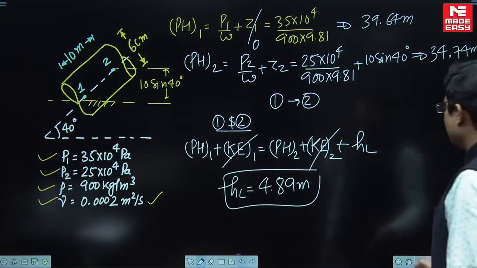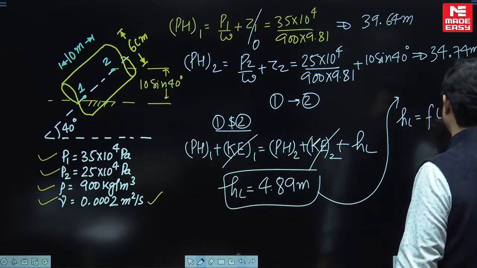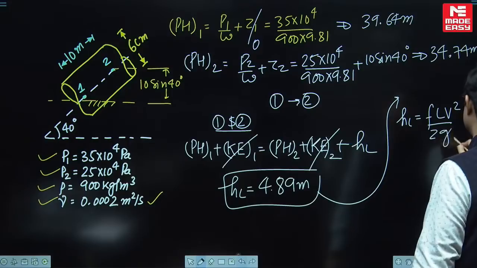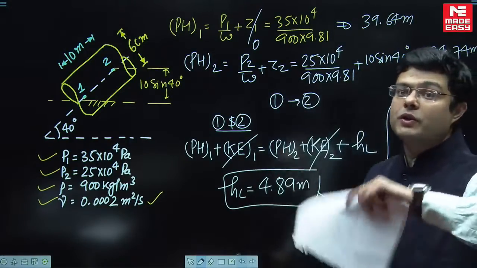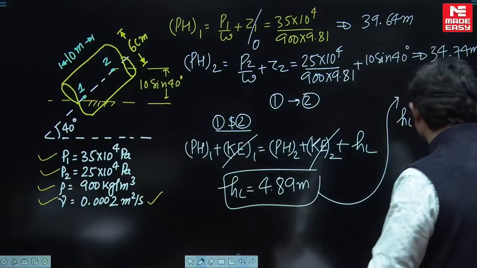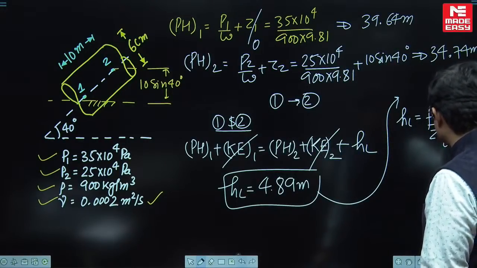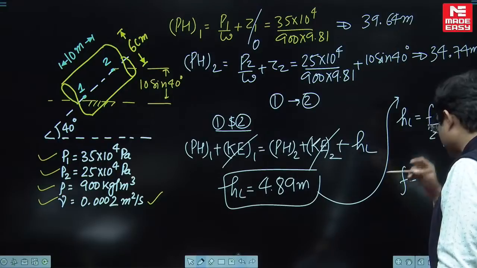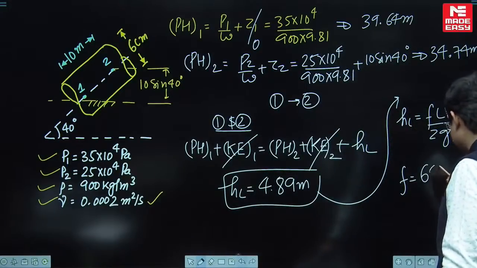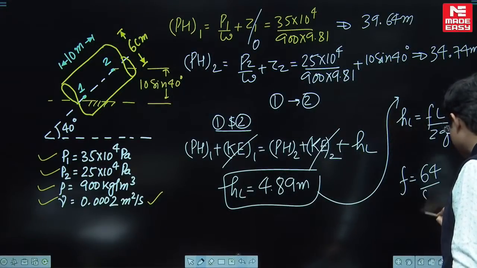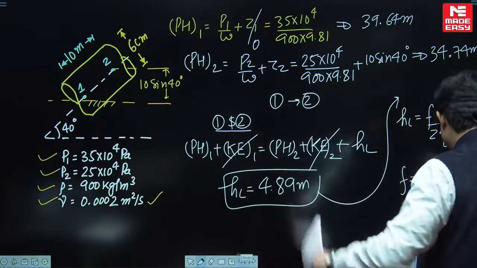Once you get the value of head loss, everybody knows head loss is f L V squared by 2 g D. Now you have to do the calculations. I will give you a hint. You can find the velocity from here, but you need to find the friction factor. It is given that it is a laminar flow, so the friction factor will be 64 by Reynolds number. Reynolds number is rho V D by mu.